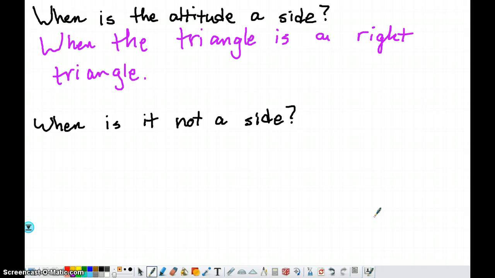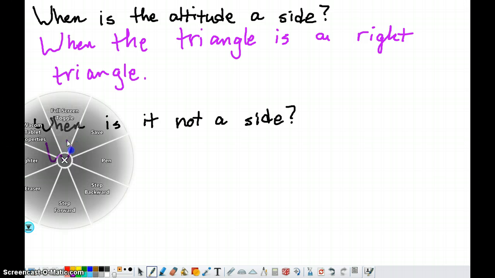And again, you might end up not deciding to use the side of the right triangle as its altitude. You might end up drawing your own. That's also fine. But right triangles do have them built in. You don't always have to use them, but they are built in. So when is it not a side? When it's not a right triangle. Not always true, because there are sometimes that right triangles can still have it.